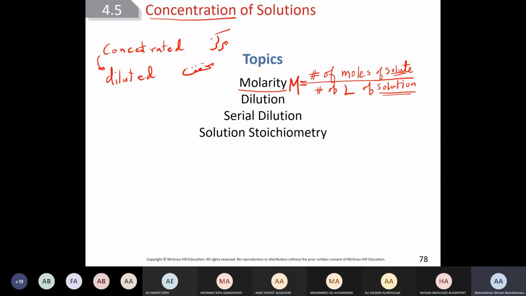So what's the meaning of dilution? Is adding what? Water. Adding more water. If we have aqueous solution, by dilution we mean add water to it. We will make it diluted. Clear? Good.